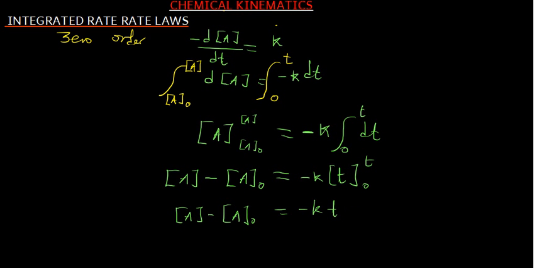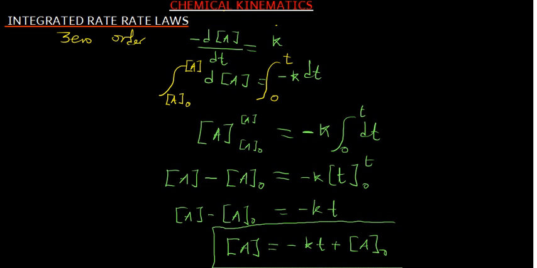So what I can do is I'm going to take this one to the other side. That will give me the concentration of A being equal to negative kt plus the initial concentration of A. Okay, the initial, I'm going to write it outside, the initial concentration of A. So this is the integrated rate law for a zero order reaction. So if you want, you can master it, if you want to know how to get it.